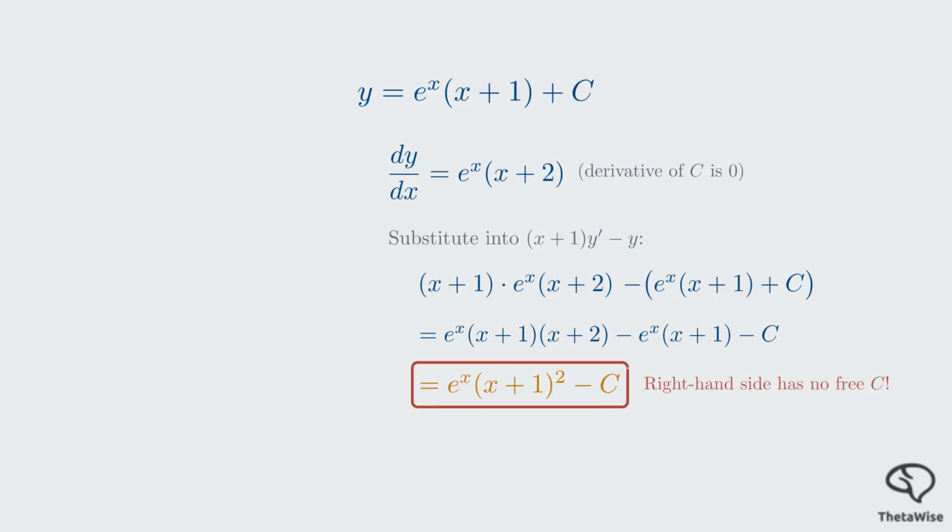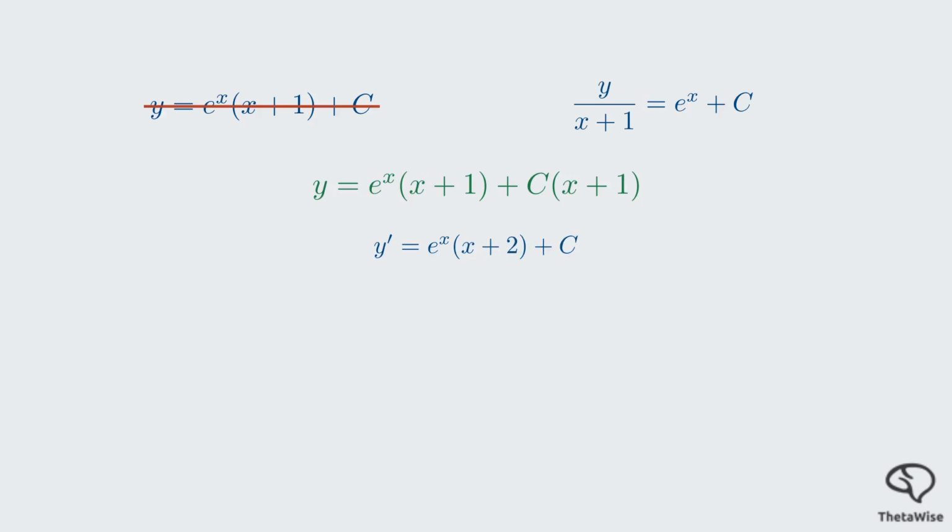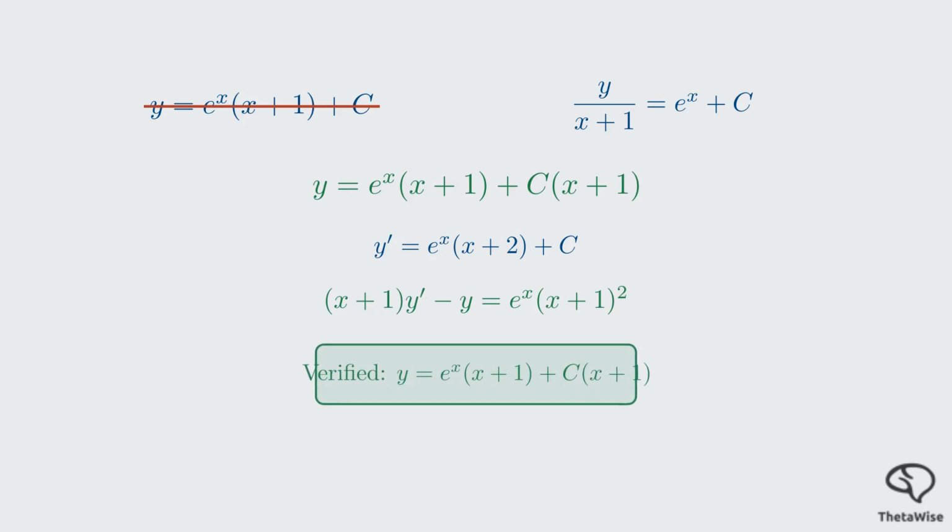The original equation has no free constant on the right, so here we must notice an important point. The direct family from the integrating factor formula is y = e^x (x + 1) + c(x + 1), not plus a bare c. The integrating factor equation was y divided by (x + 1) equals e^x + c. Multiplying gives y = e^x (x + 1) + c(x + 1). With this corrected form, differentiation gives e^x (x + 2) + c, and substitution cancels the c terms exactly. Thus, the verified general solution is y = e^x (x + 1) + c(x + 1).